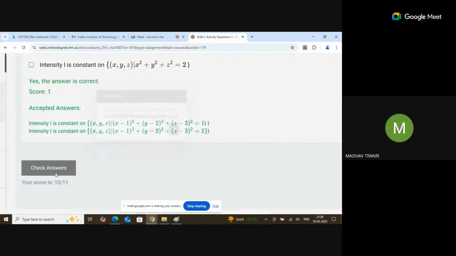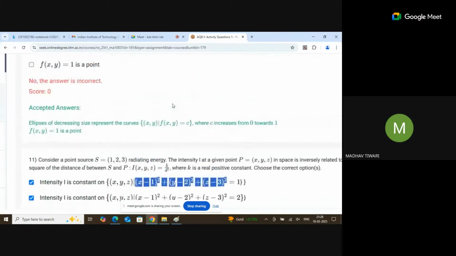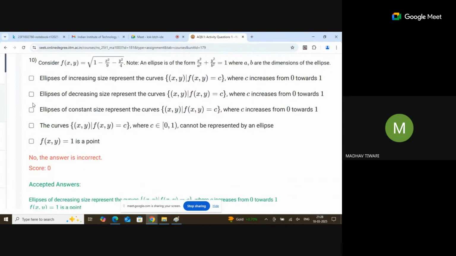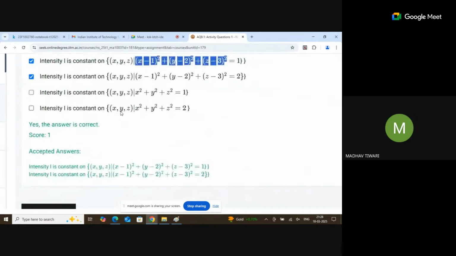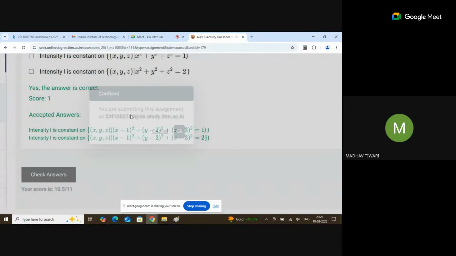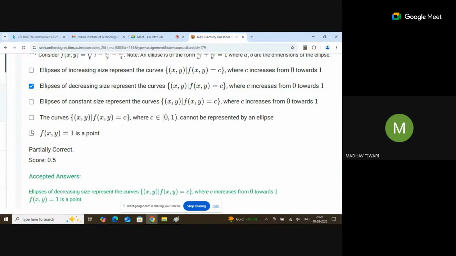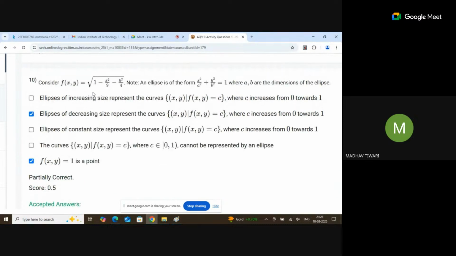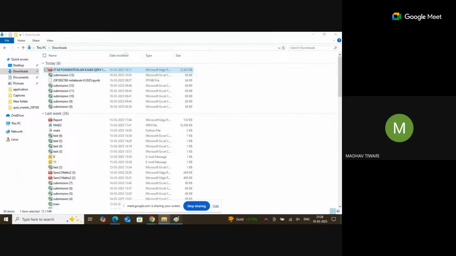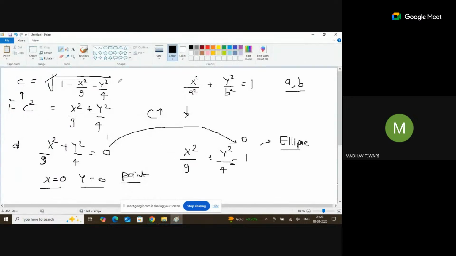So it is done. Let's check which one I left. Okay, this one, where it was decreasing on going from this. Partially correct. It is also a point, f x is equal to 1. If I put this value 1, it will be a point, the same thing I discussed here. So if you put it equal to 1, you get x square plus y square by 9 by 4 is equal to 1 minus 1. That is 0. So here you got this point.